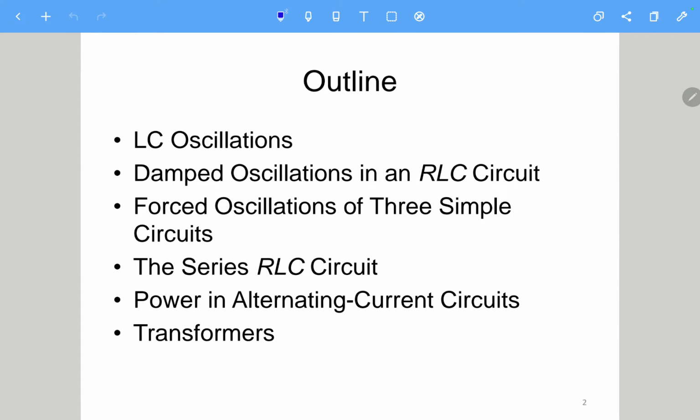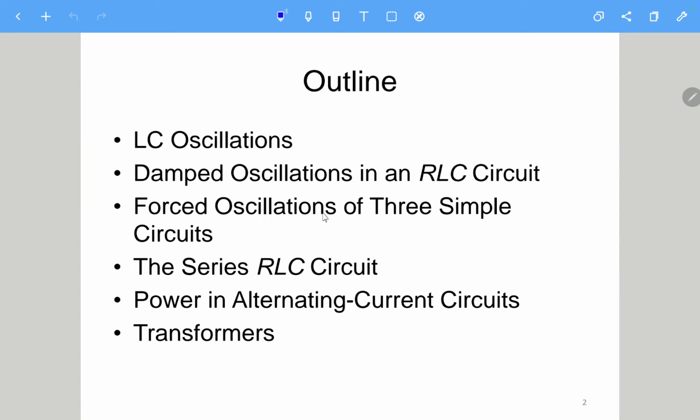Okay, so this is the outline for chapter 31. We'll talk about the LC oscillator without any resistance, which has simple harmonic motion. Next we'll talk about the damped oscillation, which means that the LC oscillator is in series with a resistance, or has some intrinsic resistance inside, so that the sine wave will attenuate. The energy will be consumed by the resistor.